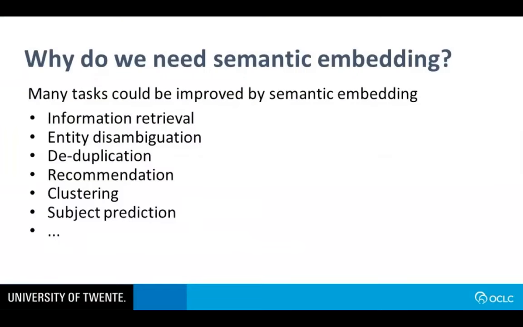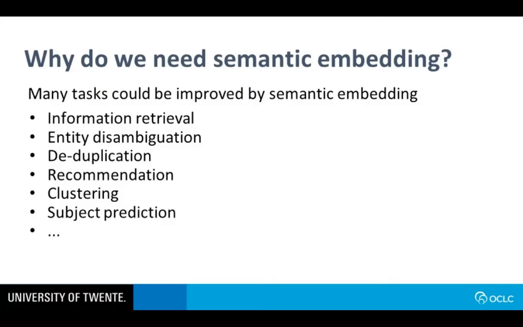First, I would like to give you a list of things that we believe that semantic embedding can help with. For example, information retrieval, entity disambiguation, de-duplication, recommendation, subject prediction, clustering. All those things are very common in libraries and many other cultural heritage institutes.